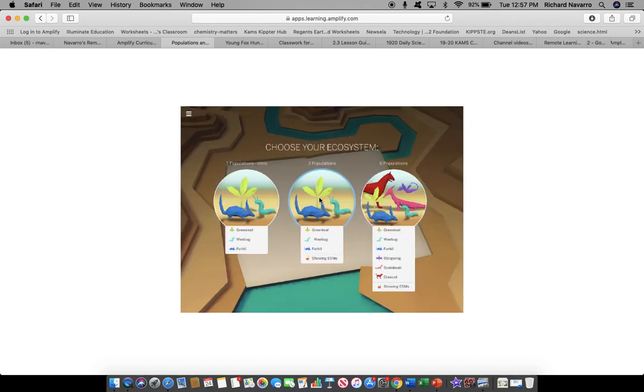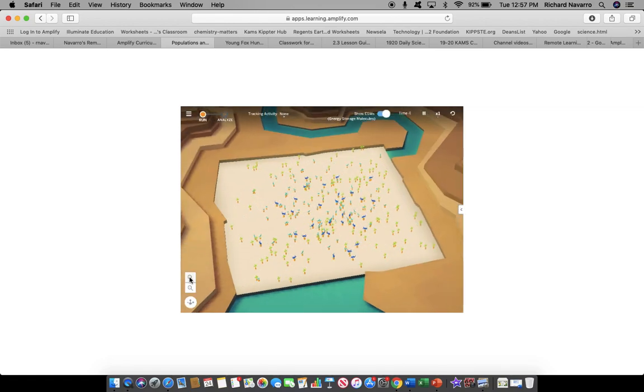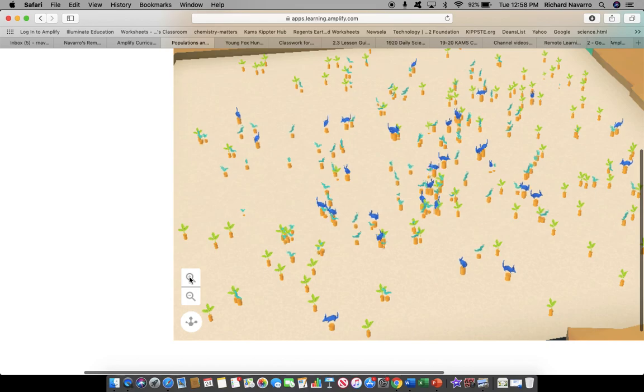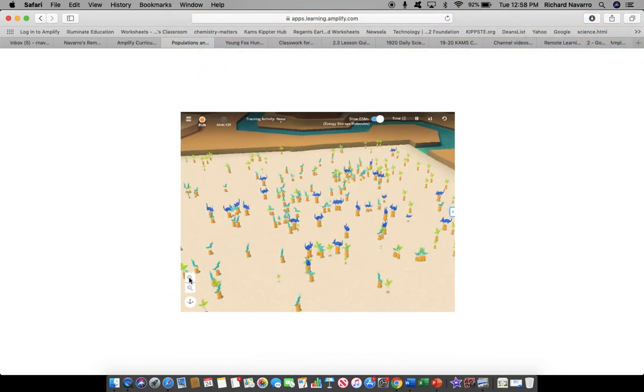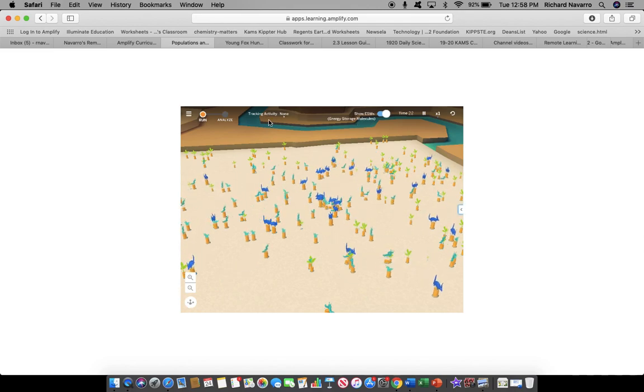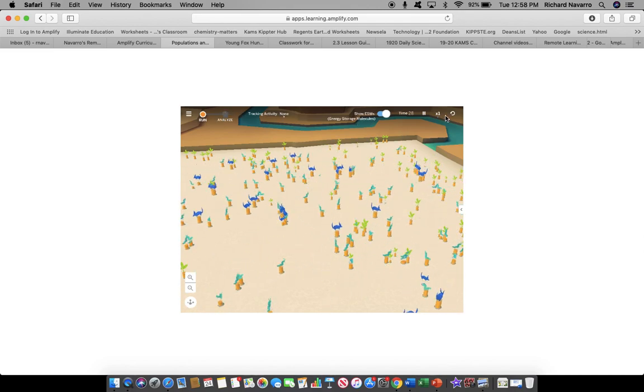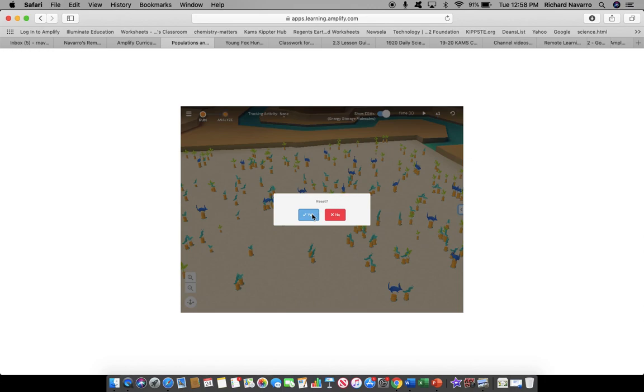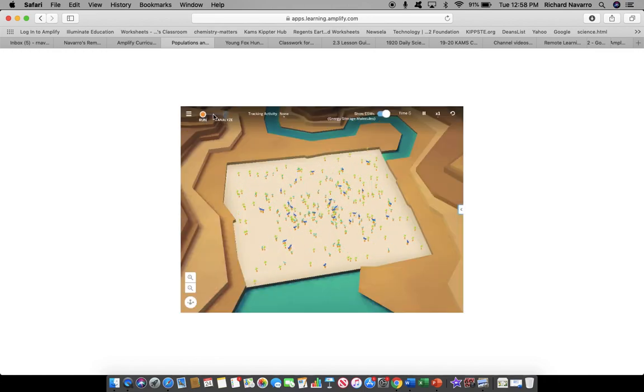So once again, we're going to pick our 3 population. We're going to zoom in. We are going to hit reset time. And then we're going to hit run. Counting up to 20, and then pause. So once we've hit that, we're going to open up the food web overlay view.